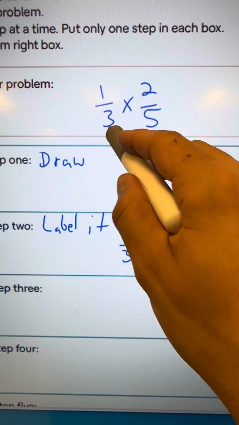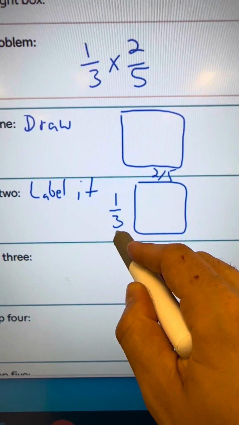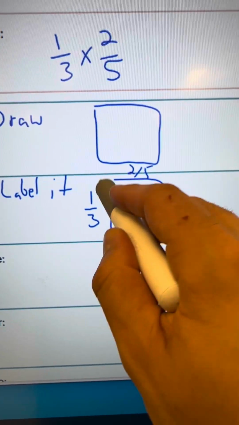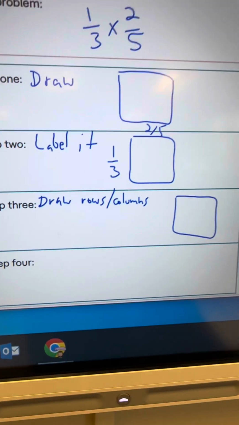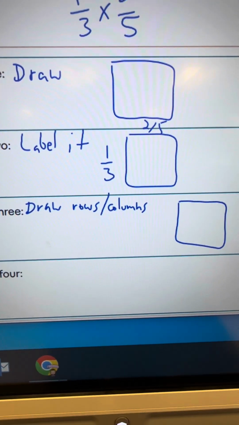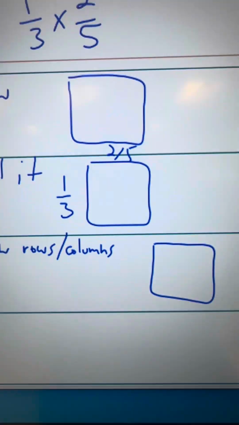So the dimensions, 1/3 by 2/5. I put it here, 1/3 and 2/5. So that's the sides. This is going to represent 1/3. This side here is going to represent 2/5. Next, you're going to draw the rows and the columns. So it's a 1/3 by 2/5.